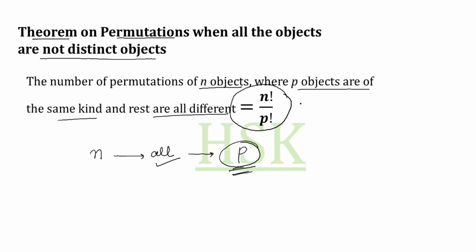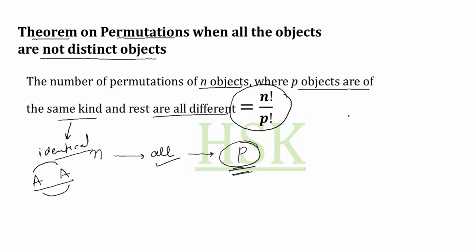By the objects being of same kind, we mean that they are identical. For example, in any word, if 2 A's are repeated, then if we interchange them, it doesn't make any difference. So by identical we mean that on replacing or interchanging these two with each other, the arrangement remains the same, or the arrangement is not altered. Okay.